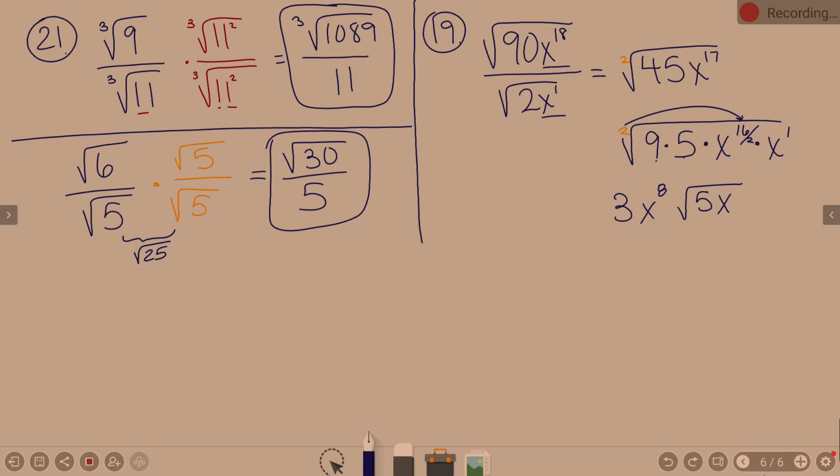Question on this, Lily? Okay. So, 3x to the 8th, square root of 5x. Not only did we practice dividing there, but we also practiced simplifying a radical, yes? All radicals should be simplified on this quiz. Most definitely.